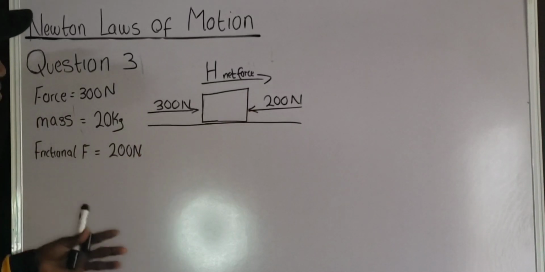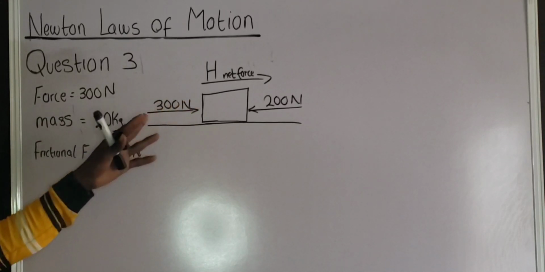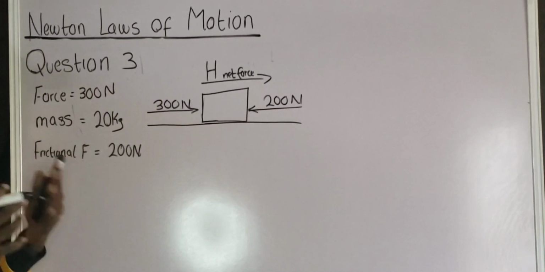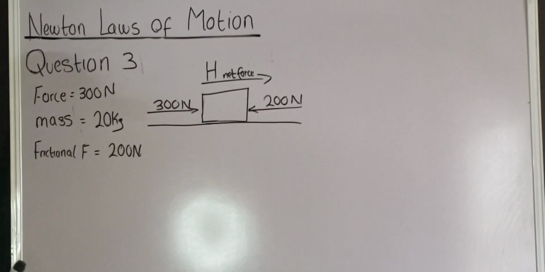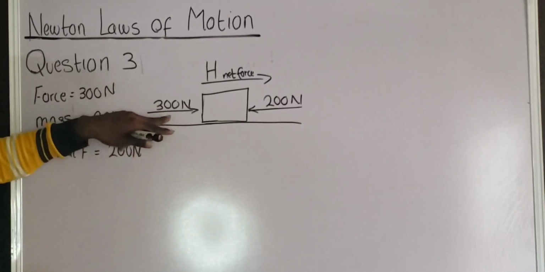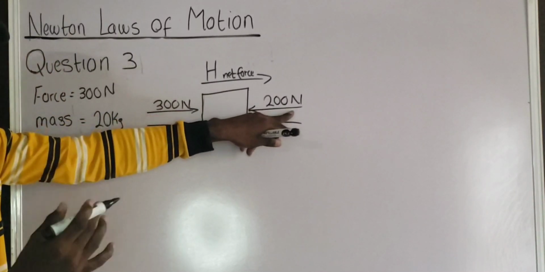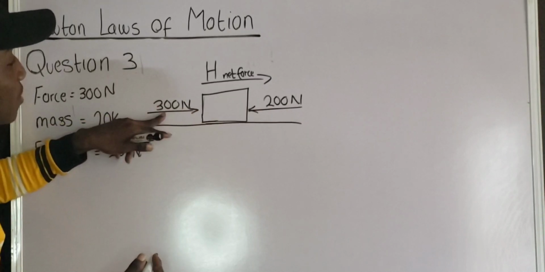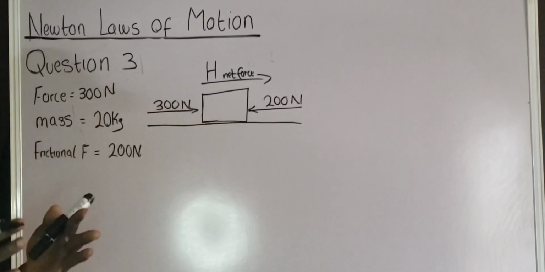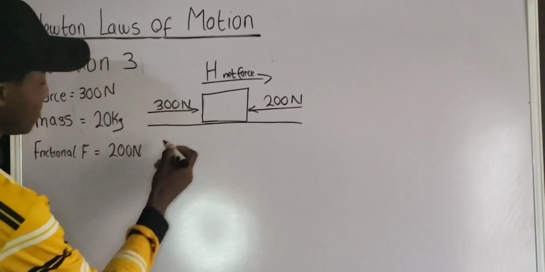Now, to calculate the horizontal net force, the net force will be the difference between the applied force, which is this, and the frictional force. That is the force which the object is using to move. After we apply this force, there is another force that acts against it. That is 200 Newton. So when we subtract 200 Newton from 300 Newton, the remaining force is what we call the horizontal net force. So the first question, the horizontal net force, can be calculated.